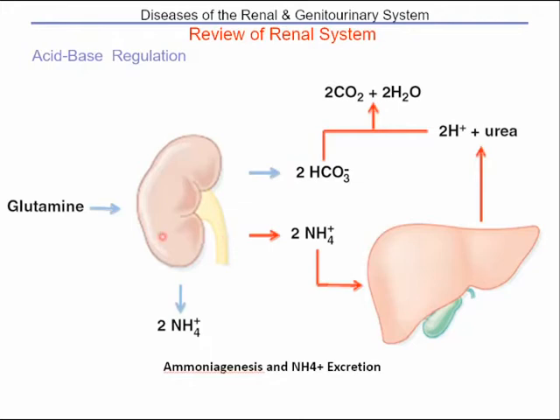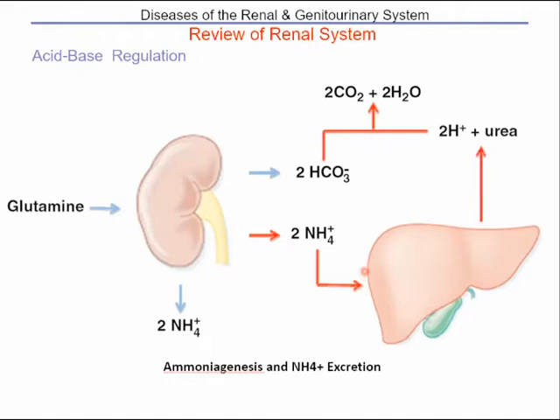So the kidney takes glutamine and then metabolizes it to two molecules each of your ammonium and your bicarbonate. So the ammonium is excreted into the urine and your bicarbonate, which is the new bicarbonate, is returned to the blood where it replaces the bicarbonate lost earlier in the titration of your non-volatile acids, or the buffering of your non-volatile acids.